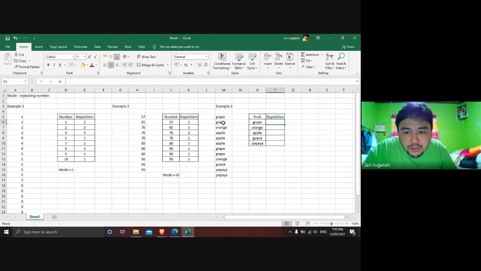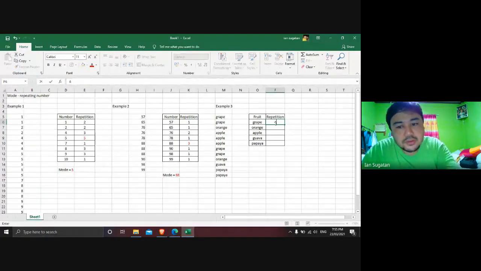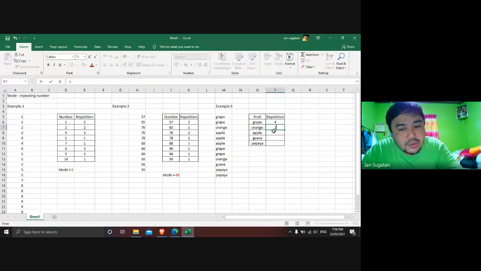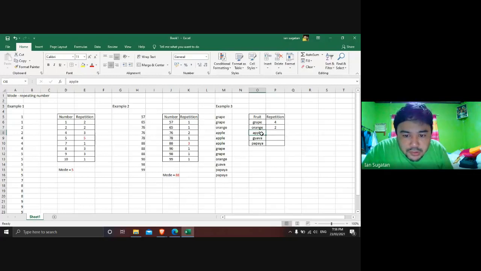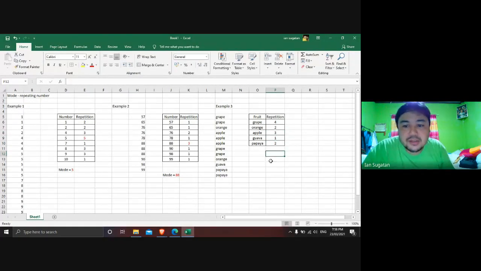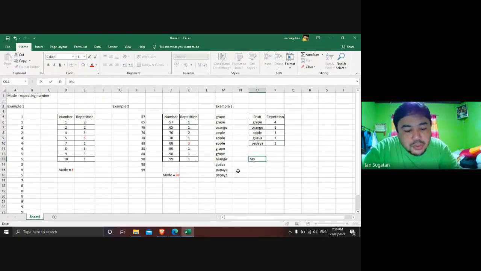Then for repetition, you just count 1, 2, 3, 4. 4 grapes. So you have 4 grapes. How many oranges? 1 and 2. There are only 2 oranges. How many apples? 1, 2, 3. 3 apples. Then for guava, I think we have 1 guava and 2 papayas. So therefore, your mode will be equivalent to grape.